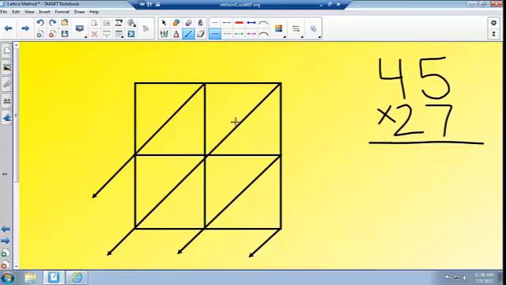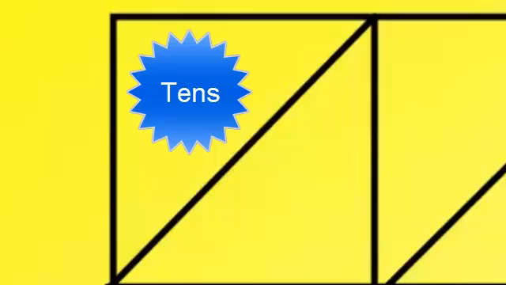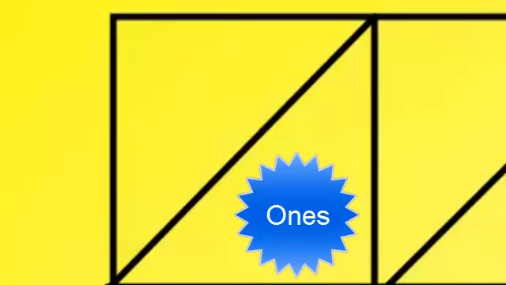Notice, now that you have your boxes split, you have 2 triangles, a top triangle and a bottom triangle. The top triangle is where you will put any numbers that fall in the tens place of your product. The bottom triangle is where you will put any numbers that fall in the ones place of your product.